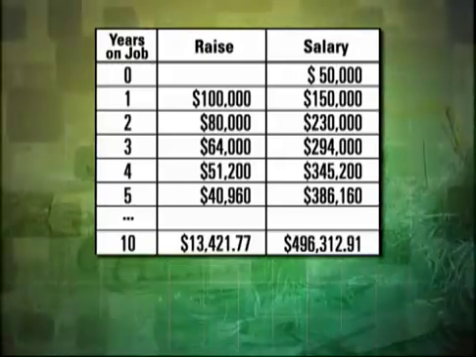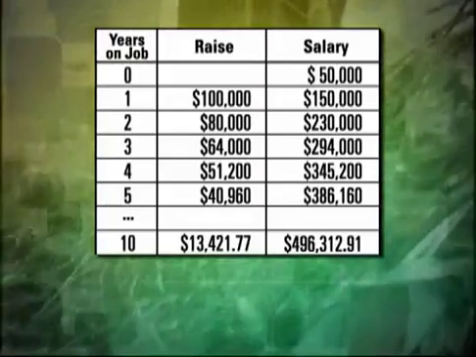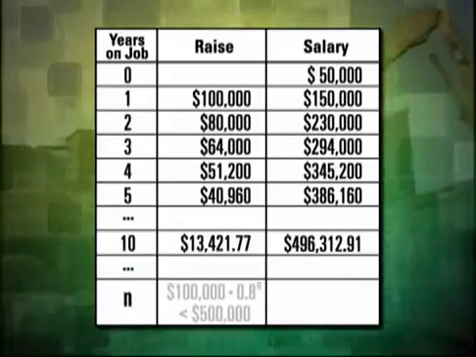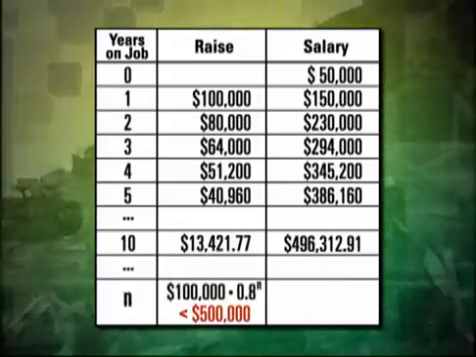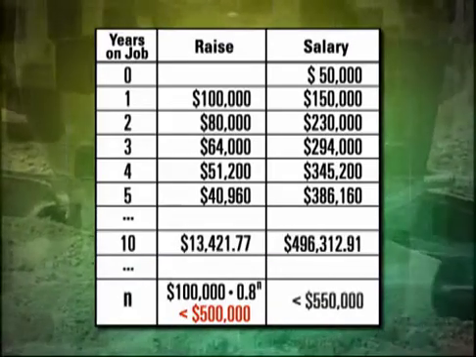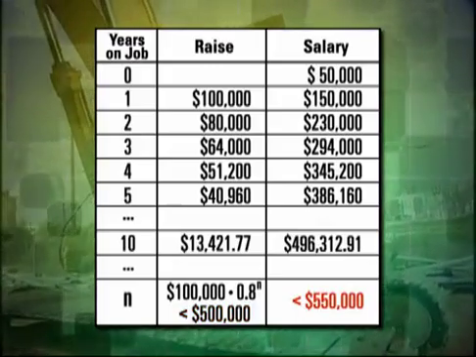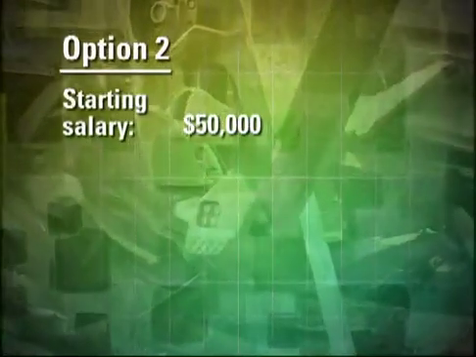The series for this sequence, the sum of the increases for all the Steeles over the years, converges to a limit. Even with an infinite number of terms, the value of the series, the total of all the raises, will never exceed $500,000. Add that to the starting salary of $50,000, and you see the highest possible salary will never exceed $550,000. That's not a bad salary by today's standards. But let's look at option 2.